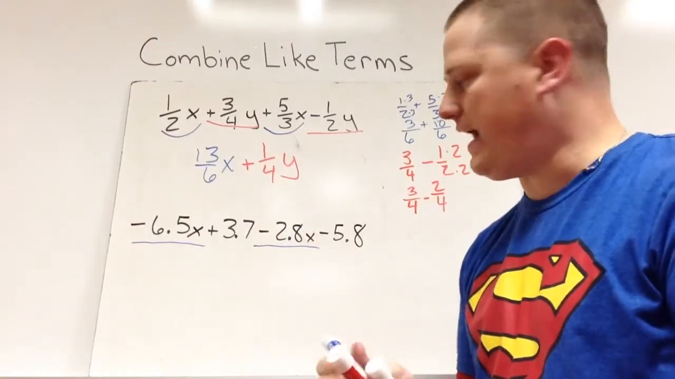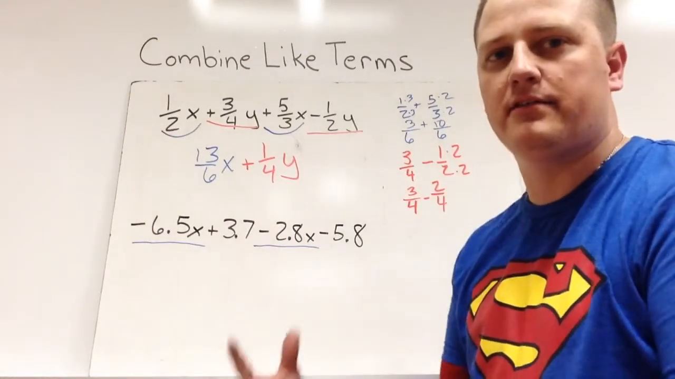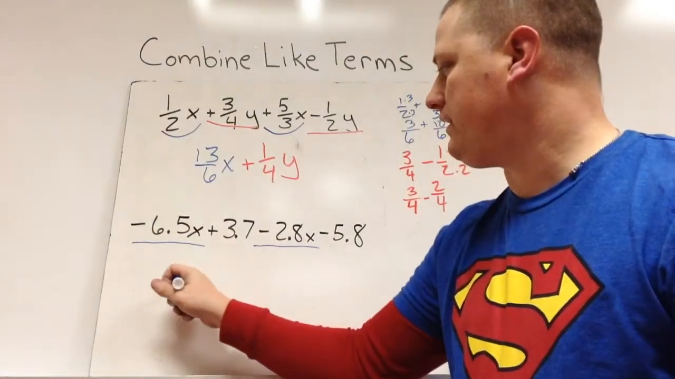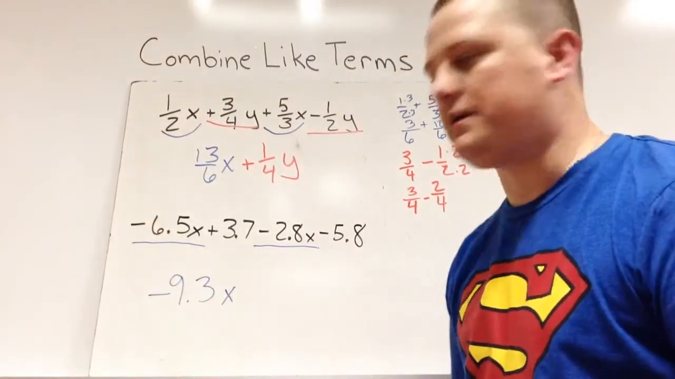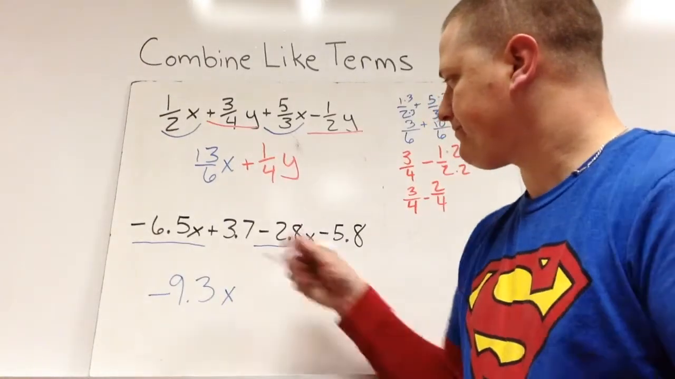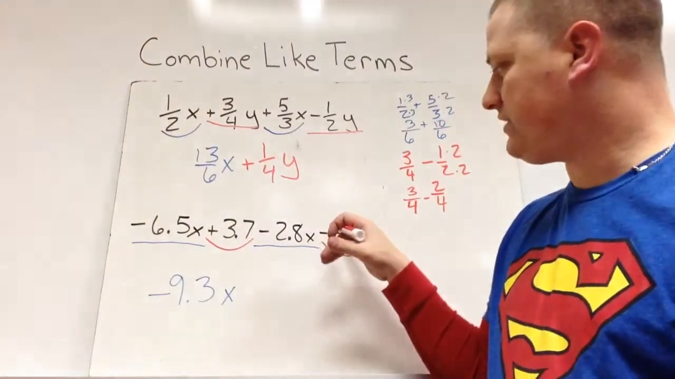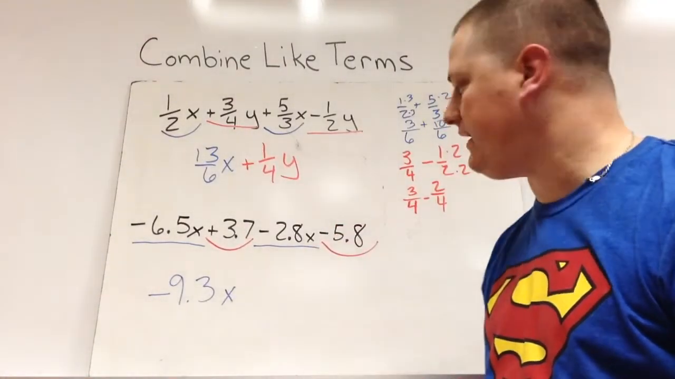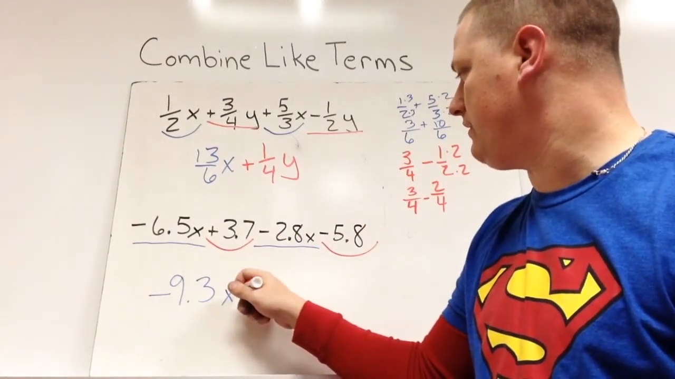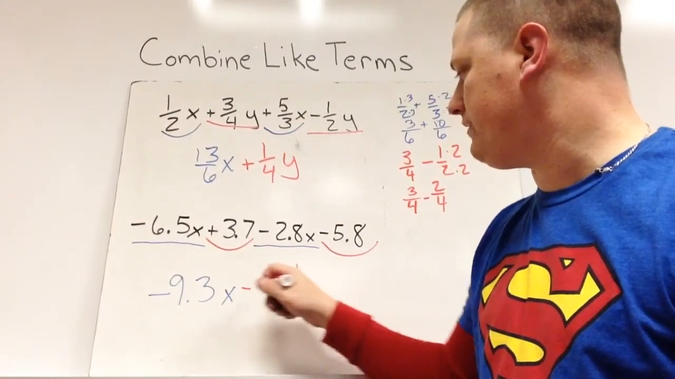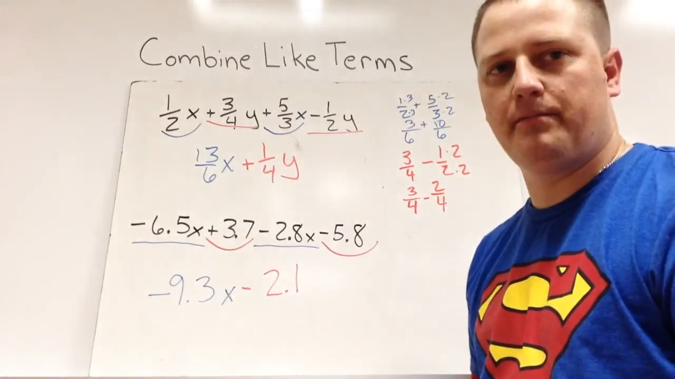X's. Well, we're going to add those. So negative 6.5, negative 2.8. Since they both are negative, we're going to add them. We're going to get negative 9.3x. Use your calculator if you need help with that. And positive 5.8 and negative 3.7. So if we remember our rules for adding, we're going to take 5.8 minus 3.7, which is going to be negative 2.1, and there's no y there, so there's our answer.